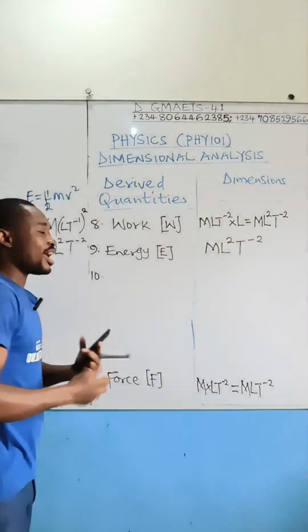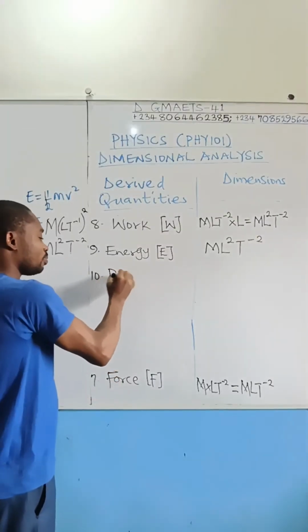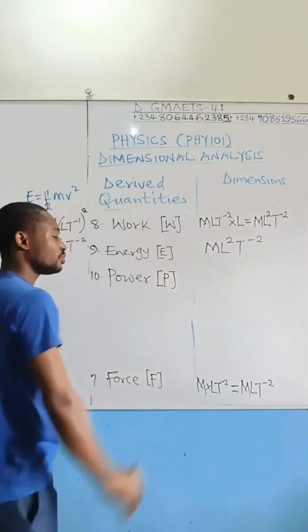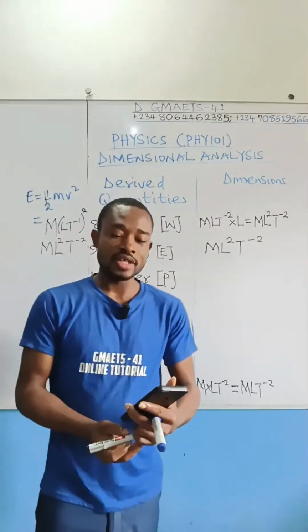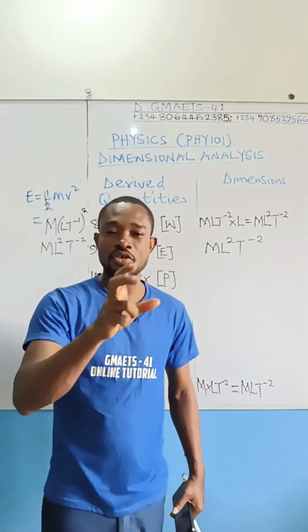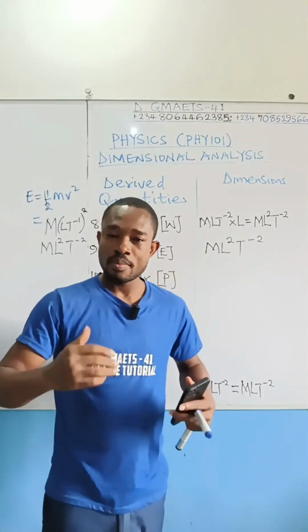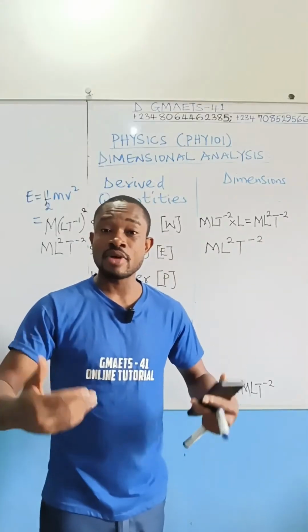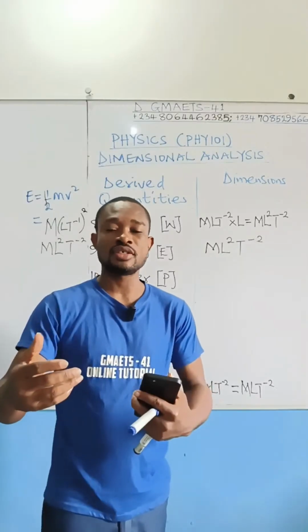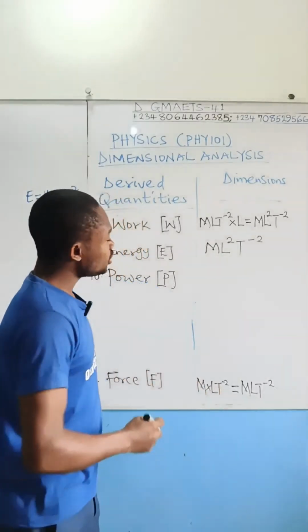Now, let us look at the dimensions of power. Dimension of power, P. Okay? Now, what is the dimension of power? Power is actually obtained from energy over time or work over time. Power is defined as the rate at which work is being done or energy expended with time. So it is energy over time.